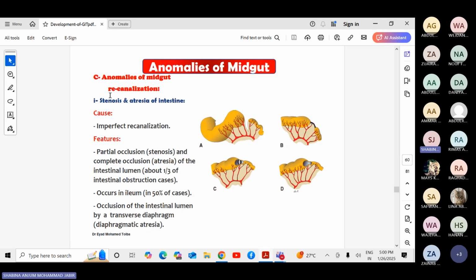Similarly, we have abnormalities or anomalies in recanalization. If there is imperfect recanalization, there could be partial occlusion, stenosis, complete occlusion, atresia, or sometimes an imperfect one in which half the part will have the obstruction. Atresia is common in the ileum, mostly it happens in the ileum, and sometimes the lumen will have a membrane, called diaphragmatic atresia.